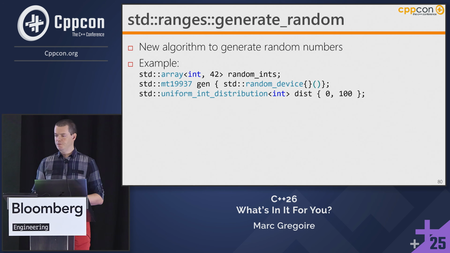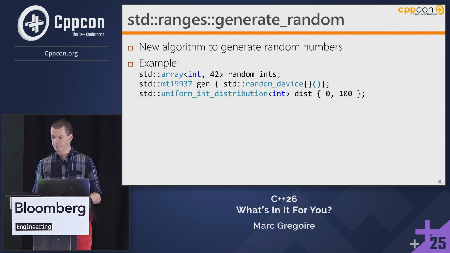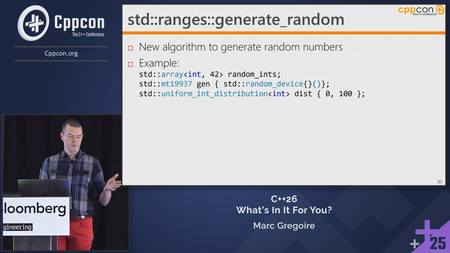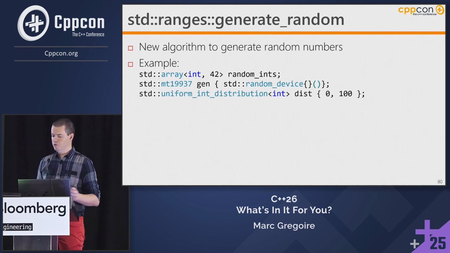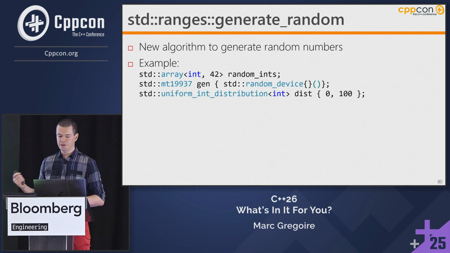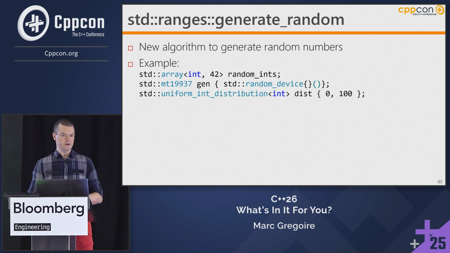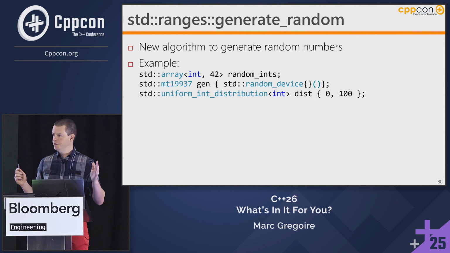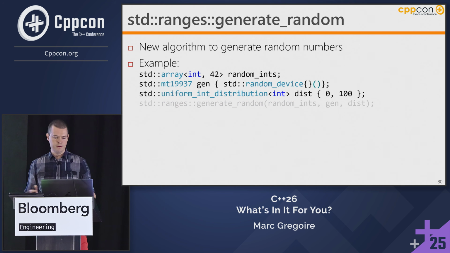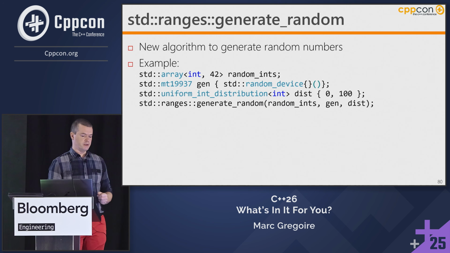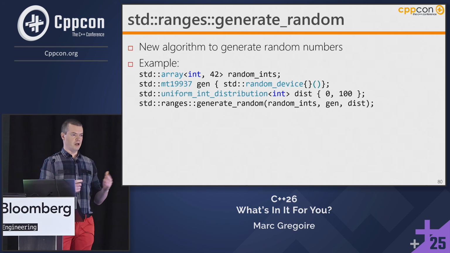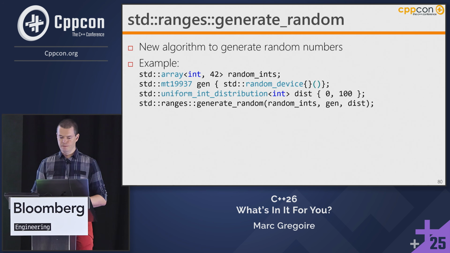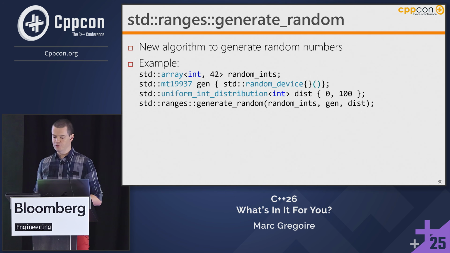There is also a new range-based algorithm to fill a range with random numbers. It's called ranges generate random. So in this example, we are defining an array of 42 integers. We define a Mersenne twister and seed it with a value from a random device. We define a uniform int distribution to only generate numbers between 0 and 100. And then we use the new std::ranges::generate_random algorithm to fill our array with random numbers generated by this Mersenne twister. Of course, there are also iterator-based overloads.